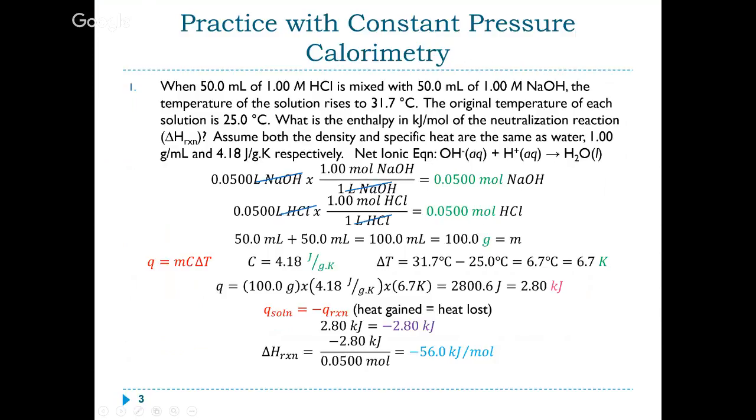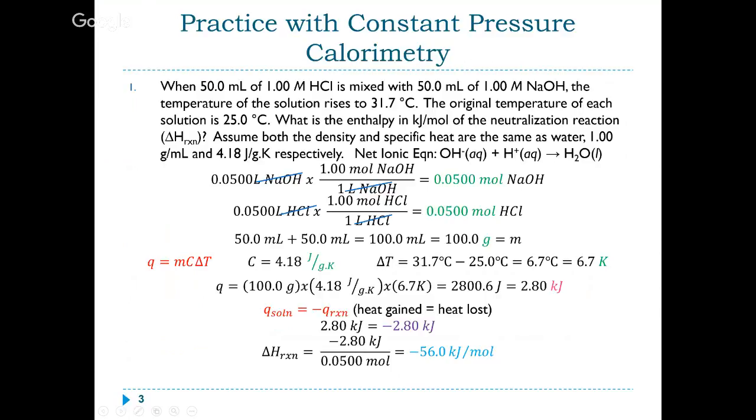So now we're going to multiply through in our specific heat equation, mass times specific heat times our temperature change. We all know that grams cancel and Kelvin cancels, to be left with joules. So this comes out to 2800.6 joules. The question asks for it to be in kilojoules, and we pay attention to significant figures. So we have 2.80 kilojoules.